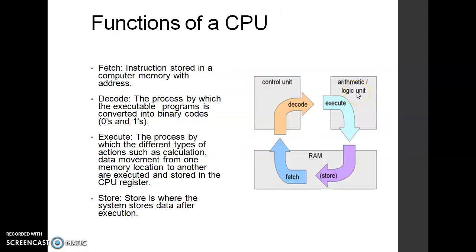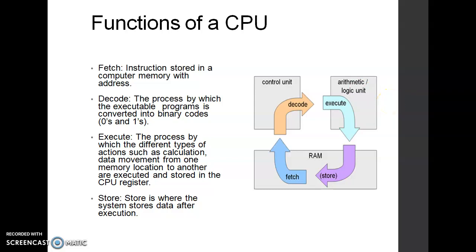Functions of a CPU. This is the next topic, and the contents are: fetch, instructions stored in a computer memory with address is fetch, and decode is the process by which the executable programs is converted into binary codes such as zeros and ones, as we know of.